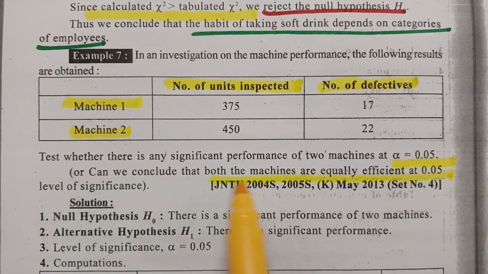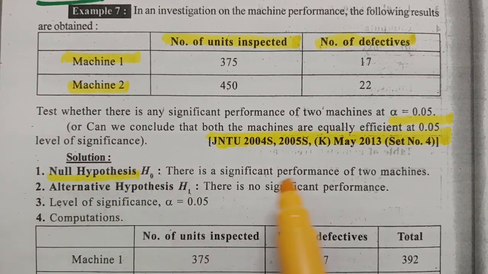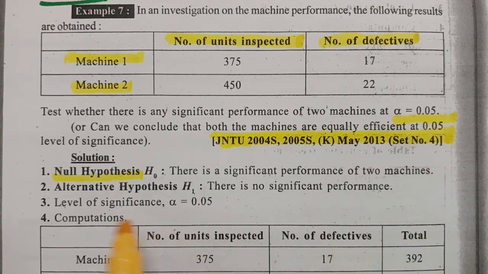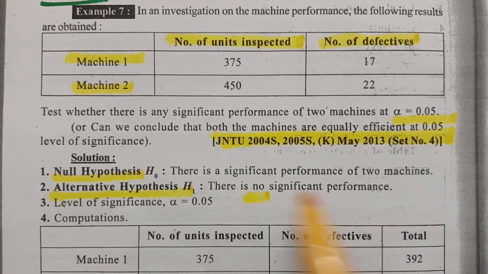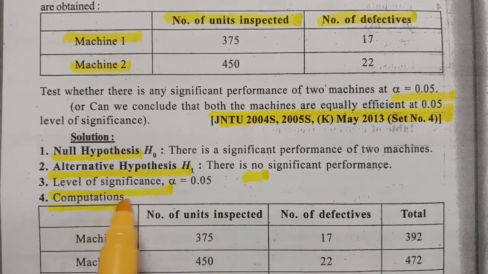So this is also very important, a repeatedly asked question. As usual, we have to go with 5 statements. The first one is the null hypothesis: there is no significant difference in the performance of the two machines. Alternate hypothesis: there is a significant difference in performance. And level of significance 0.05, and this is the computation.